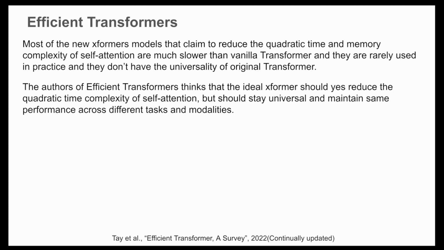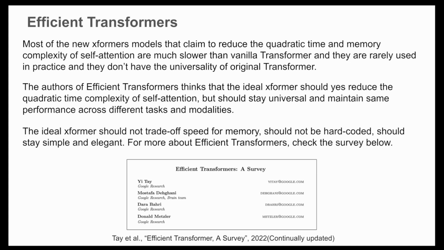I think the ideal X-former, or the ideal new transformer, should yes reduce the quadratic time complexity of self-attention, but it should be universal, and it should maintain the same performance across different tasks and modalities. Also, the ideal X-former should not trade off speed for memory. It should not be hard-coded.